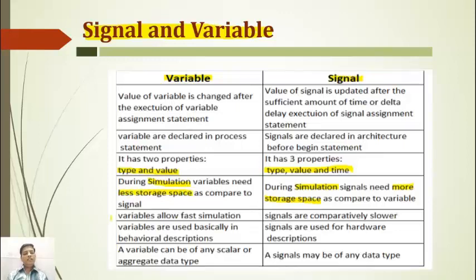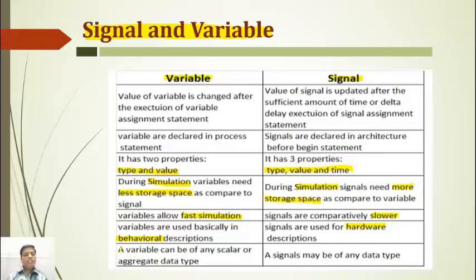Fifth point, variable allows fast simulation because it may require less storage space. But signals are comparatively slower. Sixth point, variables are used basically in behavioral description, but signals are used for hardware description.